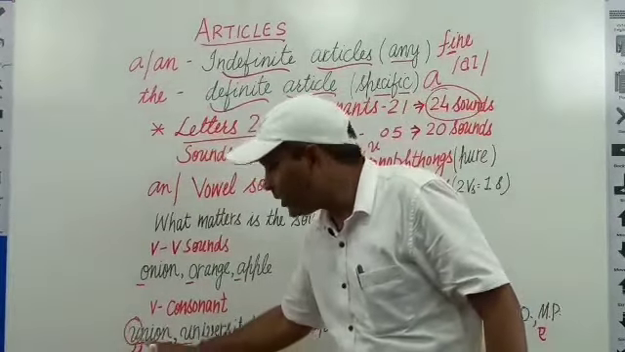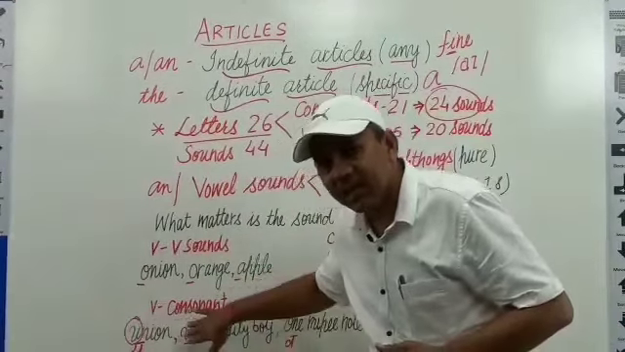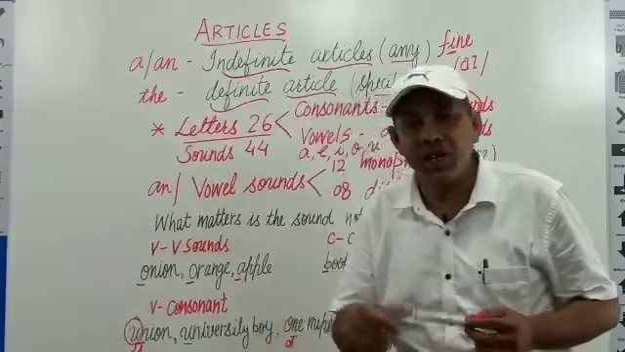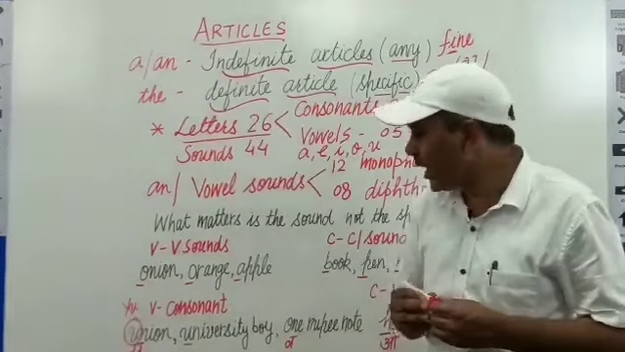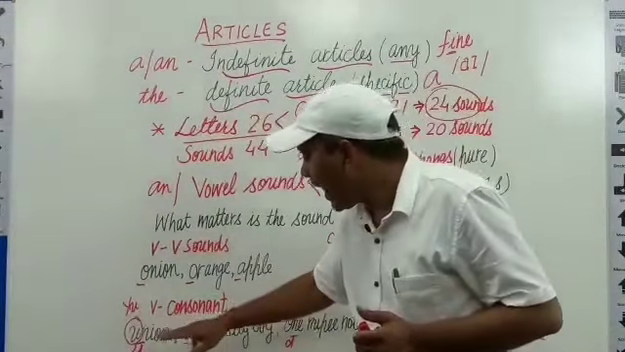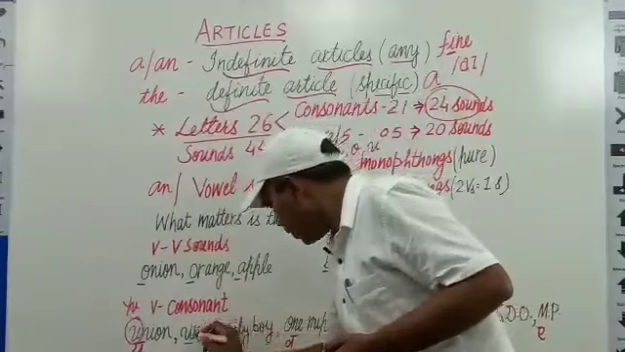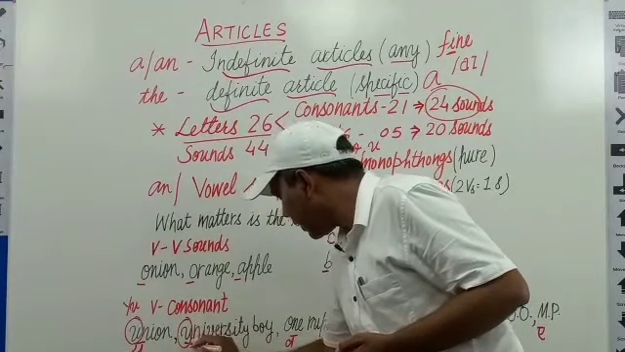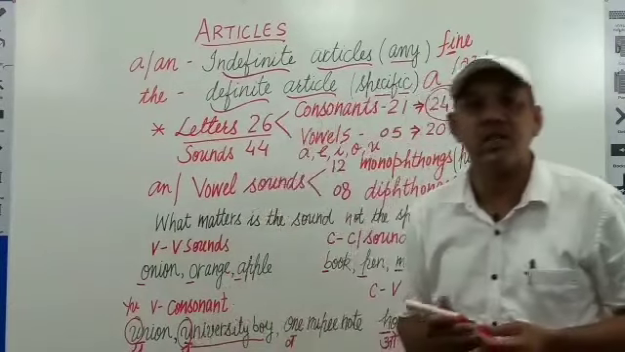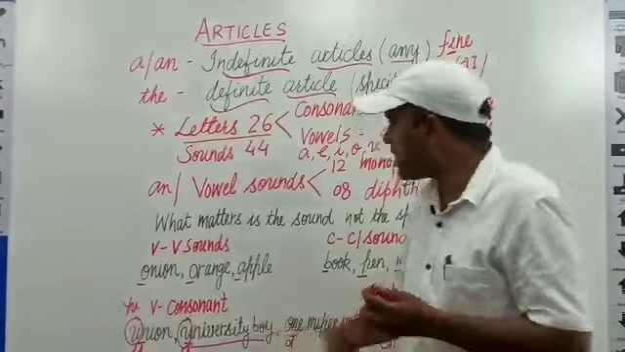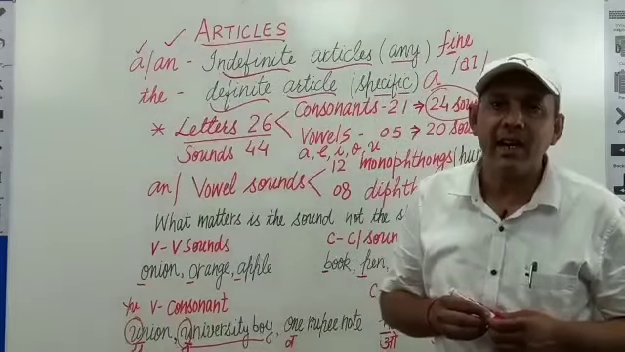Of course, this word union starts with the letter U, which is a vowel. But when we pronounce this word, we say union. The initial sound is ya, like this, U. That's why we can't use AN before this word. Next is university boy. This U in the word university produces a ya sound, and ya is a consonant. Before consonant sounds we use A, and before vowel sounds we use AN.